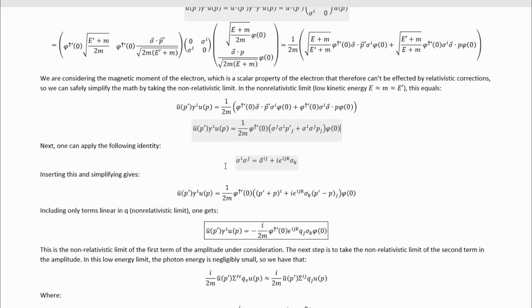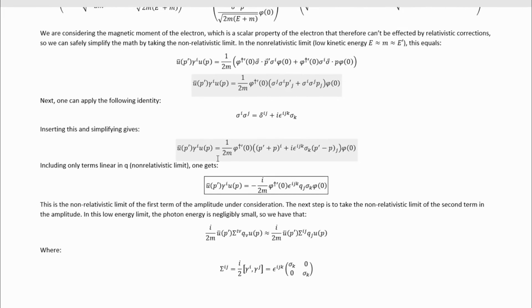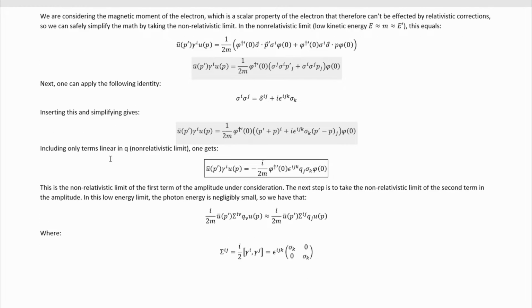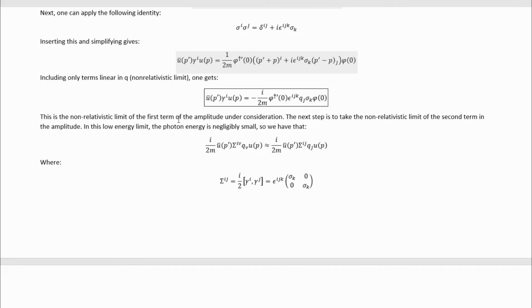Then we can employ this identity for the sigma matrices. Plugging those in gets us to here. Including only terms linear in Q, in the non-relativistic limit, we arrive at this. This is the non-relativistic limit of the first term of the amplitude under consideration.